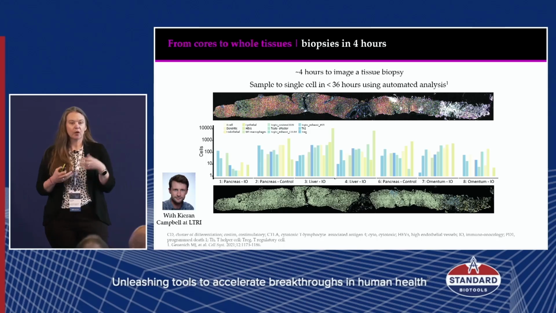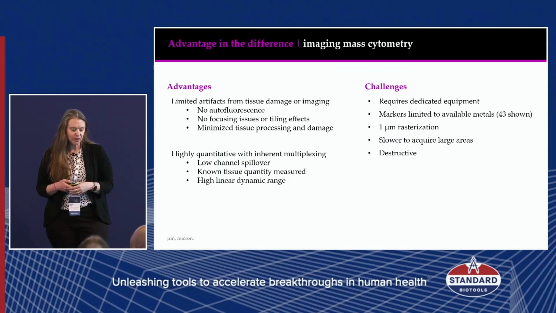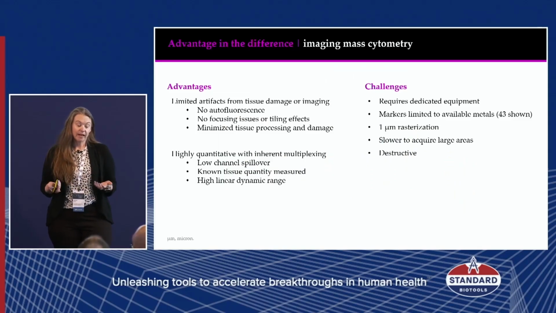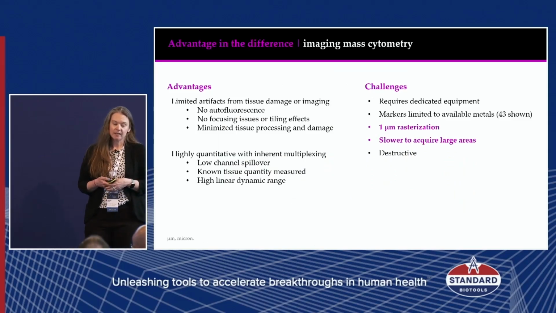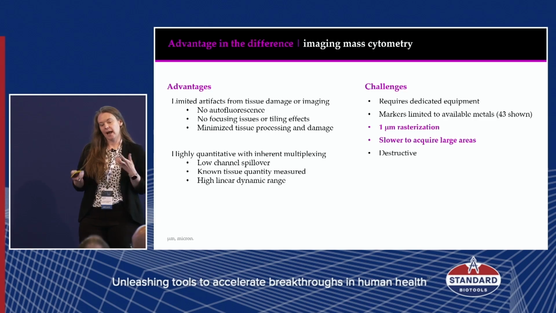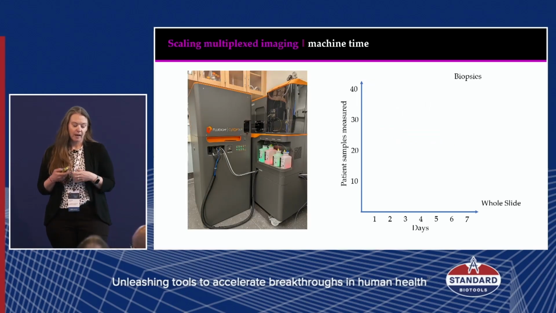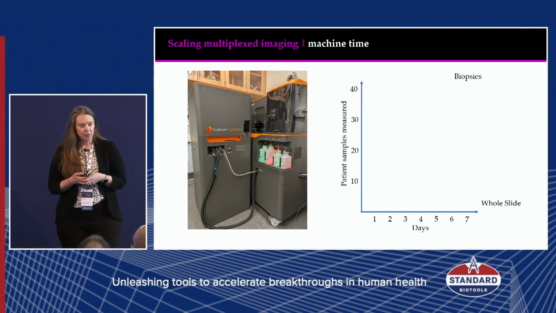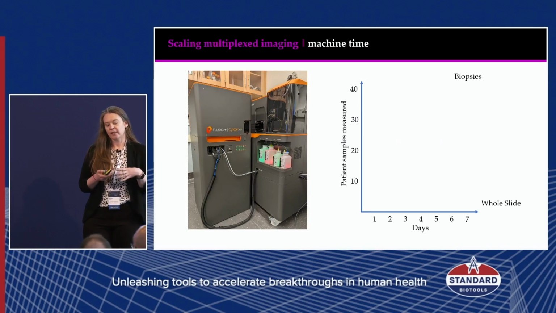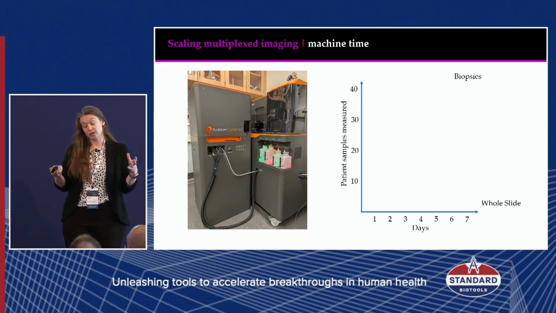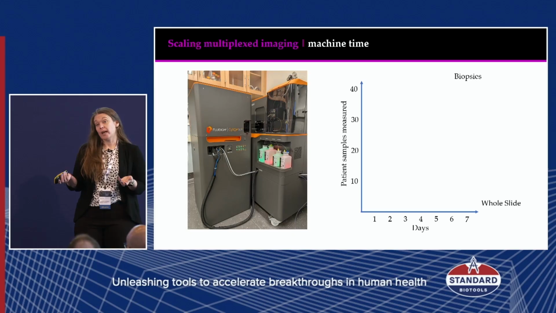We know that we can go faster with these biopsies, but we also know that we're not getting the information we need. If we go back to those advantages I already talked about, it really is that 1 micron rasterization and how fast we can acquire the tissue. That's the thing that's limiting us currently. How do we fix that? If I go back to that large image, that was only part of an actual slide. The actual whole tissue was larger than that, and it took 20 hours to acquire.